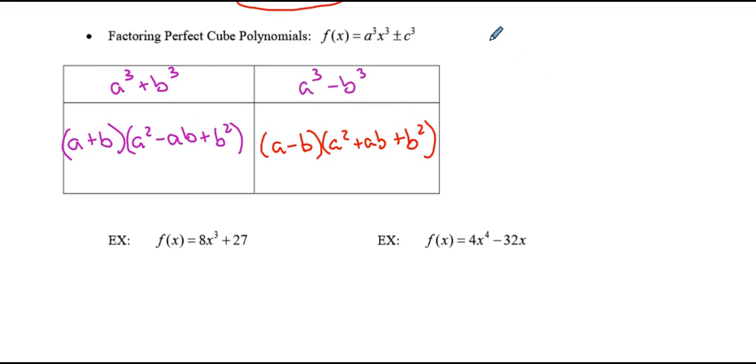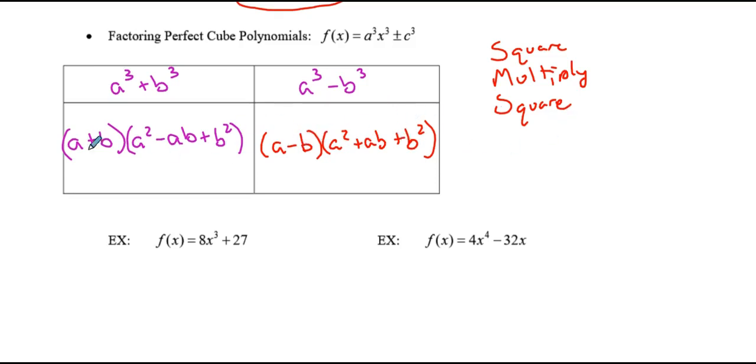Alright, so a couple mnemonic devices to help you remember how I got this would be SMS, which stands for square, multiply, square. So I took the cube root of both, and then I squared the first term, a squared. I multiplied a times b and got ab, and then I squared the last term to get b squared. Same thing over here: a times a, a times b, and b times b.